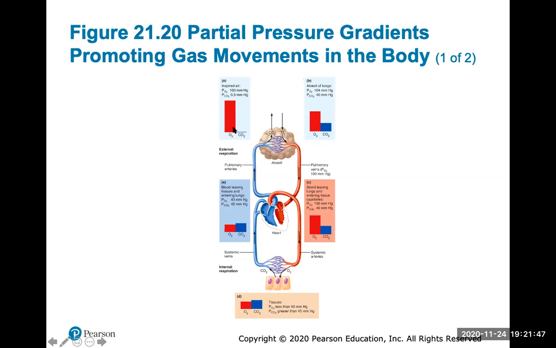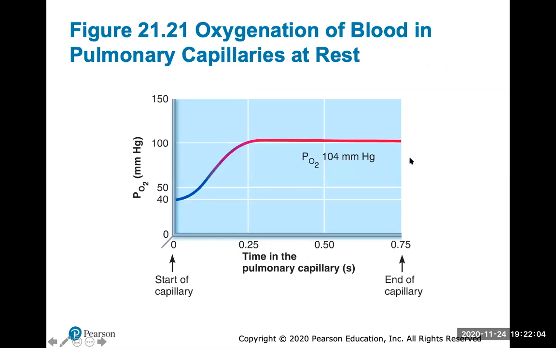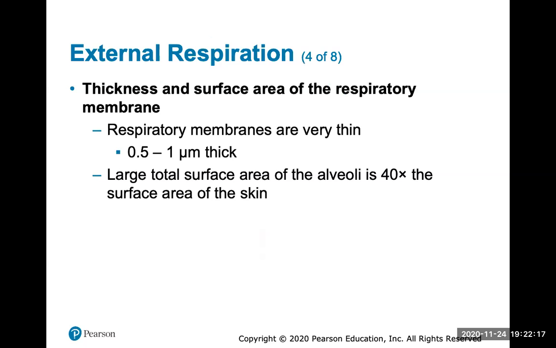So when you inspire air, that air is mostly all oxygen and no carbon dioxide, so that it will diffuse easily into the capillaries. Carbon dioxide that comes into your lungs will diffuse easily back into the alveolar air. Oxygenation of blood in pulmonary capillaries at rest is shown here. Time in the pulmonary capillary, again showing just how oxygen travels in to your pulmonary capillaries.